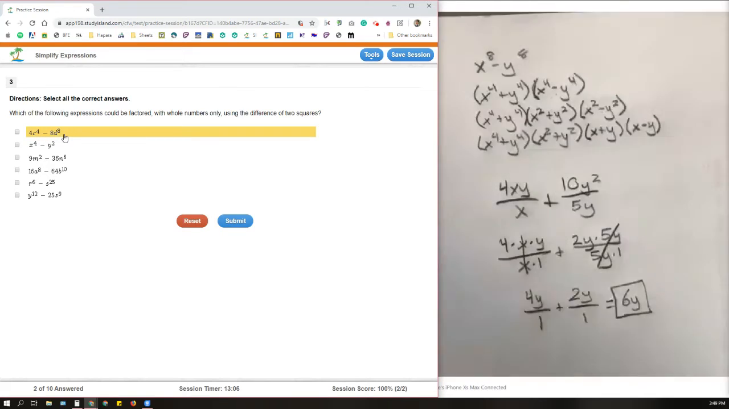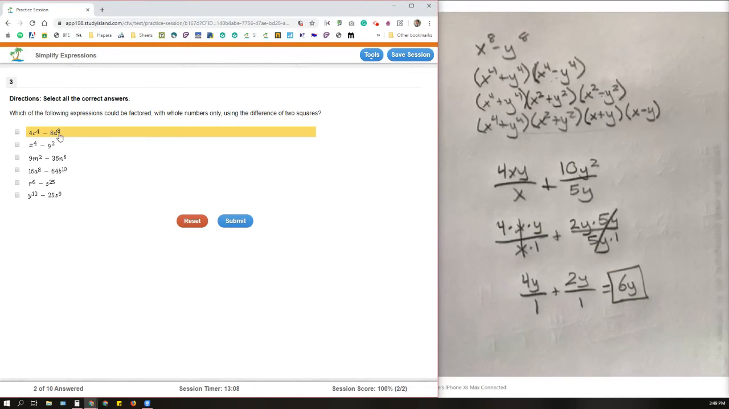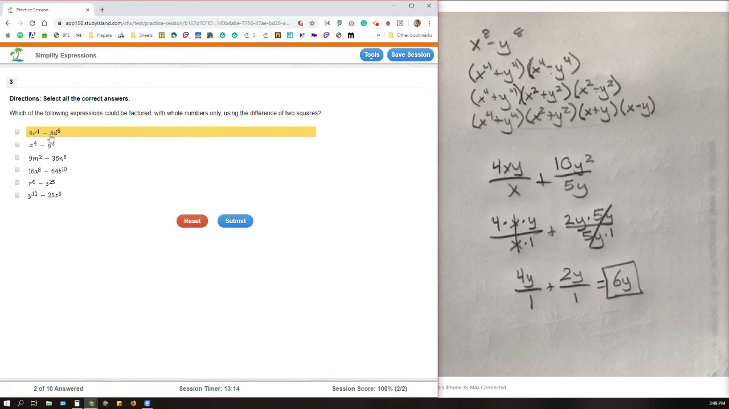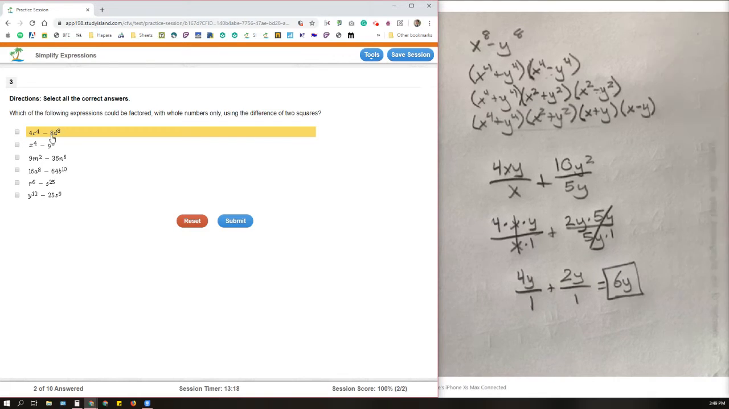See, the exponent of 8 can be broken into d to the fourth times d to the fourth, but the whole number 8 is not a perfect square. You need the whole number, the coefficient of that, to be a perfect square. That means 4, 16, 25, 36, 9, something like that. So this is not an option.